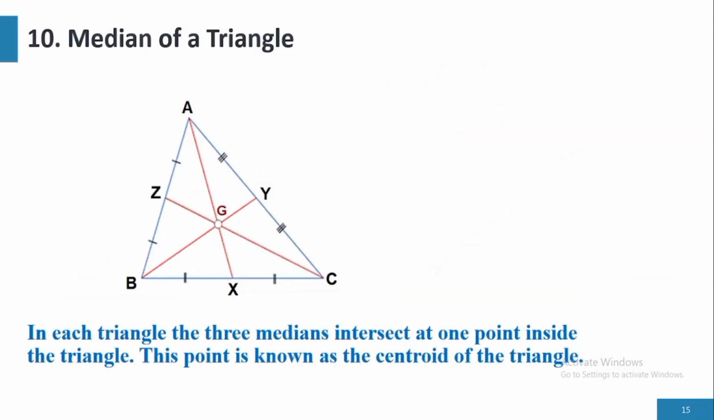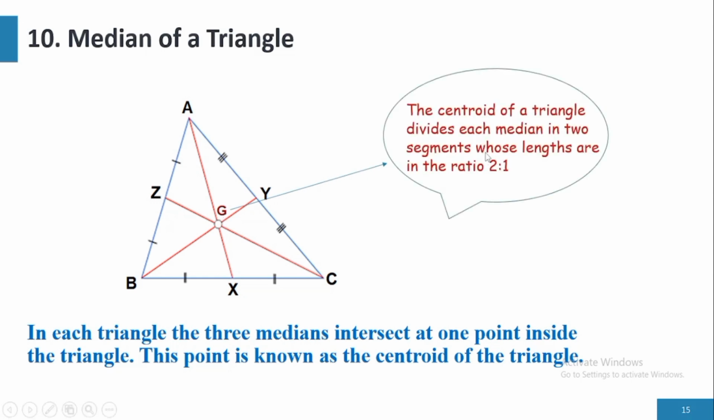Now let's continue the median of a triangle itself. If you observe, in every triangle we can draw three medians, and all these three medians intersect each other at one point, which is known as centroid of a triangle, and which is most of the time or always denoted by capital letter G. And there is one more property regarding this G, that is the centroid of a triangle divides each median in two segments whose lengths are in the ratio 2:1.